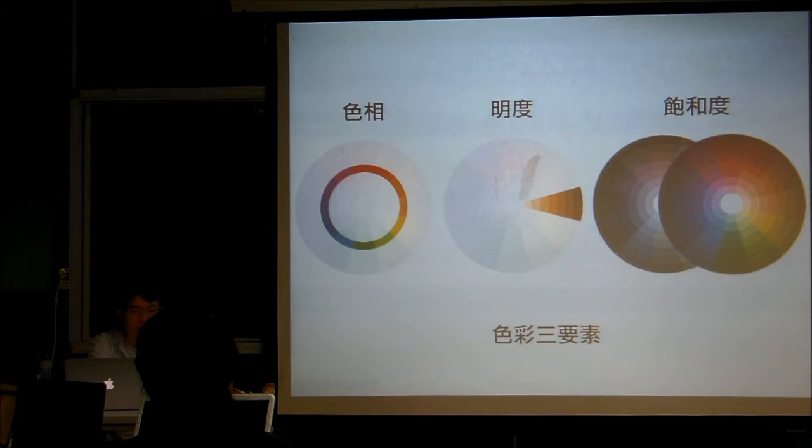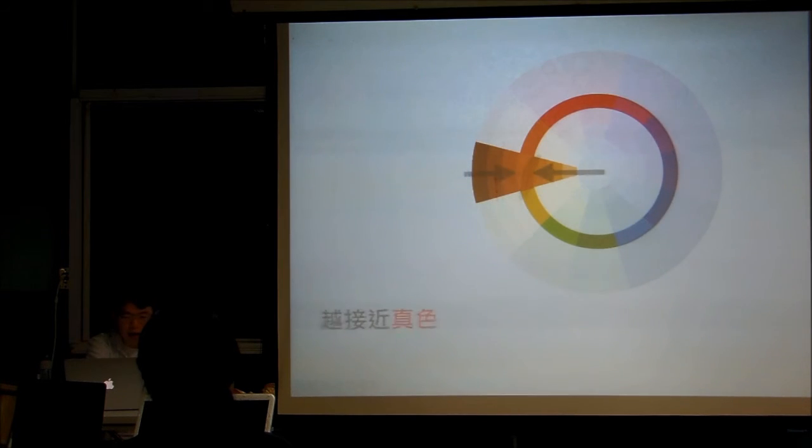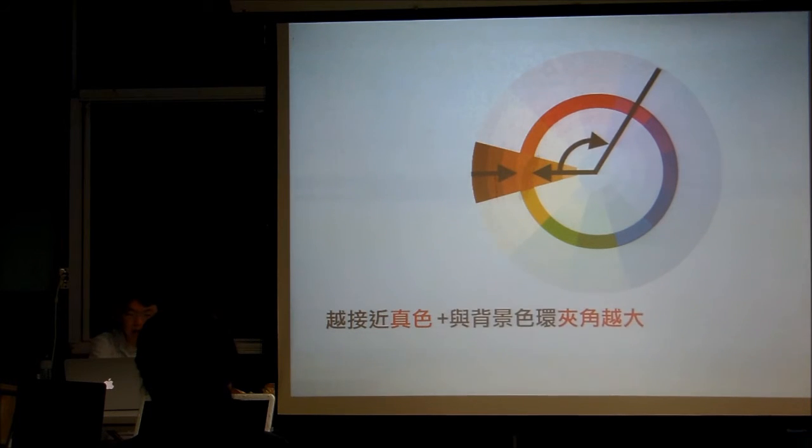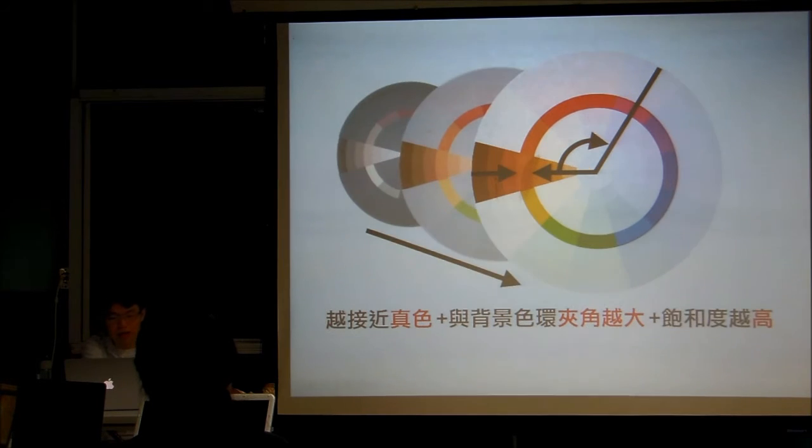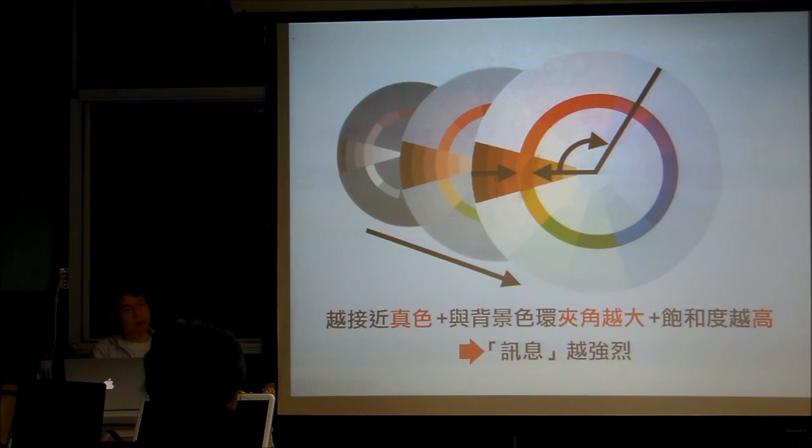Okay, so here is the important part. When the color is closer to the true color, meaning the brightness is not too high or too low, when the color has a bigger angle than the background's hue, and also when the color has bigger saturation, then it will have a stronger signal. So let me say that again. When a color is closer to the true color, a bigger hue angle to the background color, and the bigger saturation, then the signal will be stronger.